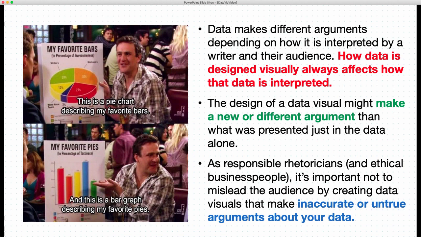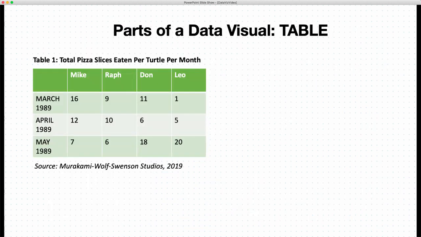So this is one of the major dangers in making data visuals. You've got to make sure that you're being accurate whenever you make them, just like making any kind of argument. Let's talk a little bit about the parts. So there's two kinds of data visuals, tables and figures. More on that in a second. Let's look at tables first. So we've got a table here. Let's look at the different parts.